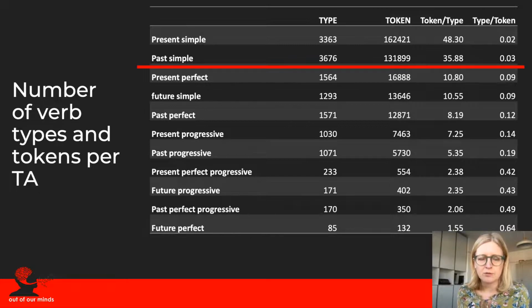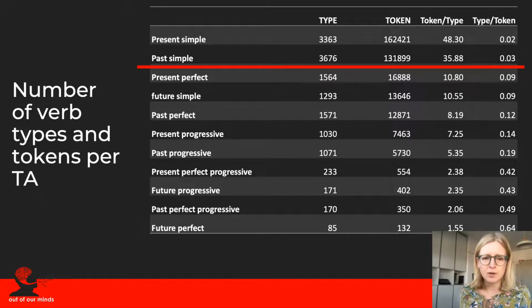So when you look at frequently used tense aspect combinations at the top here, such as present simple and past simple, they are instantiated by more than 3,000 different verb types, and those verb types are repeated many times, yielding 162,000 and more instances of the present simple and over 131,000 instances of the past simple.